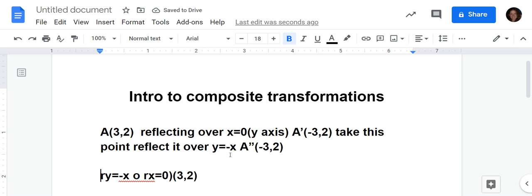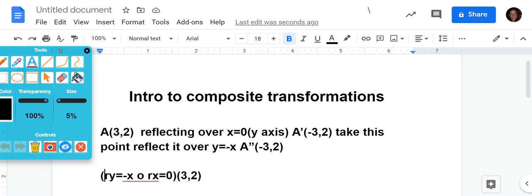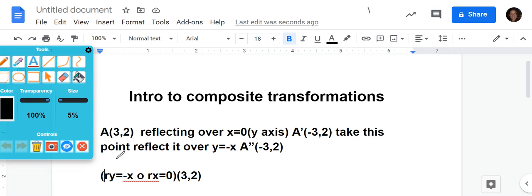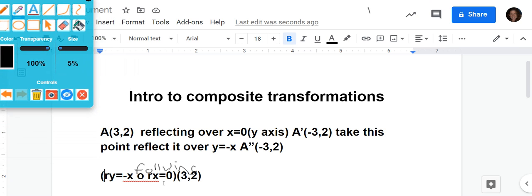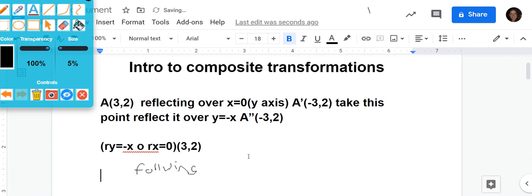Again, I want to talk a little bit about that. This right here means following. We can also think of it as parentheses. We're going to do the inside parentheses first before we do the outside. So we've got to think of it that way: inside out.